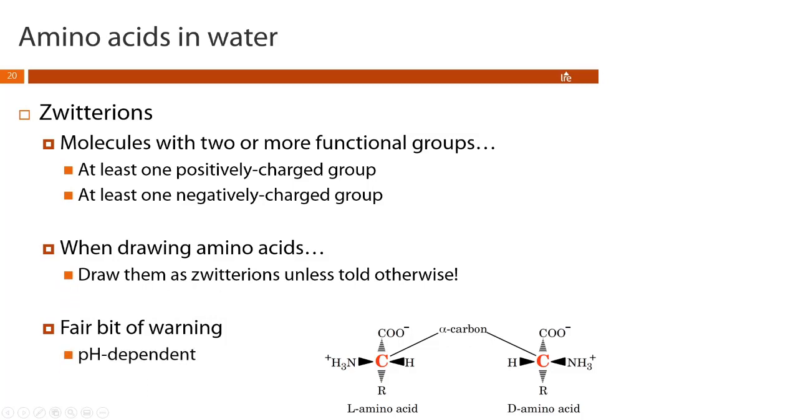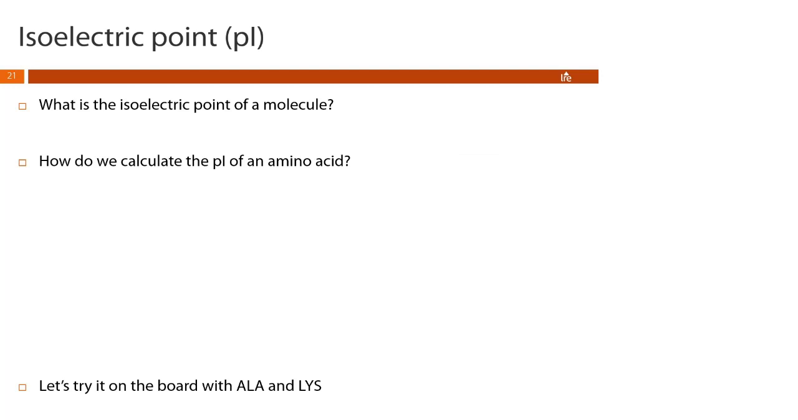warning. These are pH dependent. So what that means is there's a certain pH range where amino acids meet this definition, where they're going to have both a positively charged group and a negatively charged group. So let's talk about that a little bit more. So the isoelectric point of a molecule is going to be the pH at which a molecule has a charge of 0.